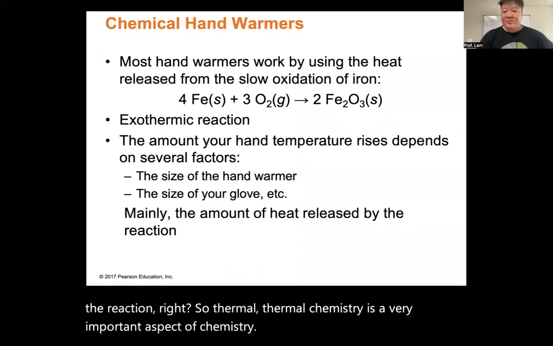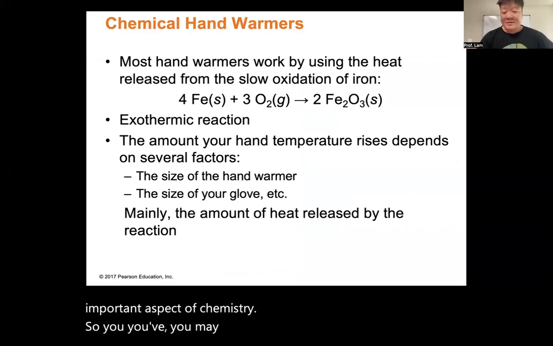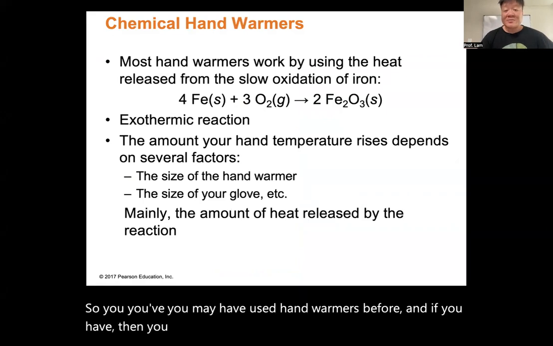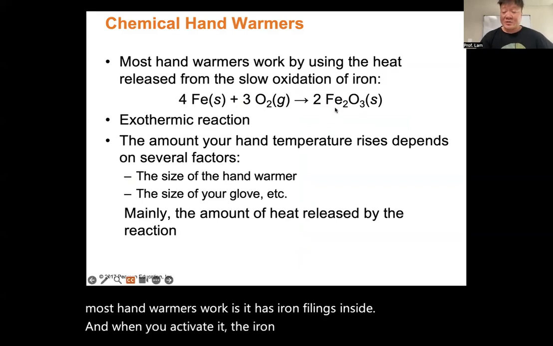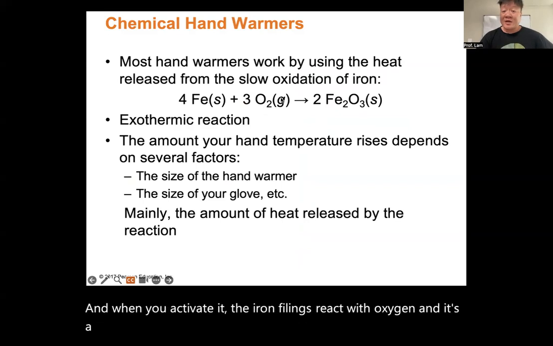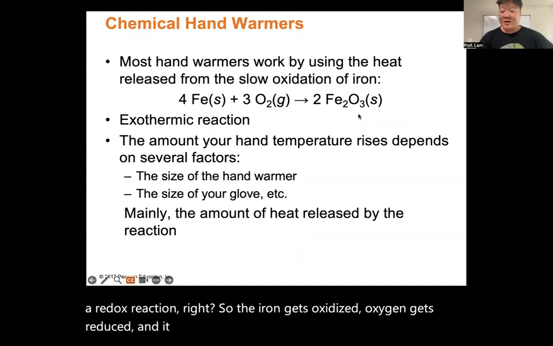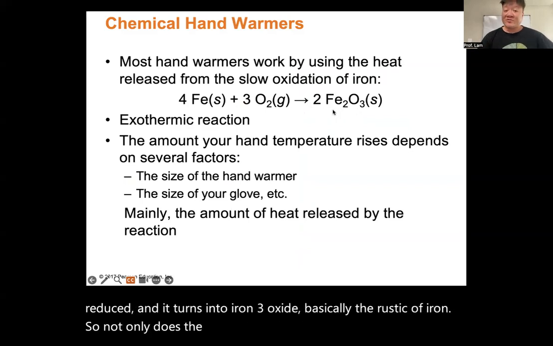So you may have used hand warmers before, and if you have, then you have experience with thermochemistry. The way that most hand warmers work is it has iron filings inside, and when you activate it, the iron filings react with oxygen, and it's a redox reaction. So the iron gets oxidized, oxygen gets reduced, and it turns into iron 3 oxide, basically the rusting of iron. So not only does the iron rust, but it also gives off heat.